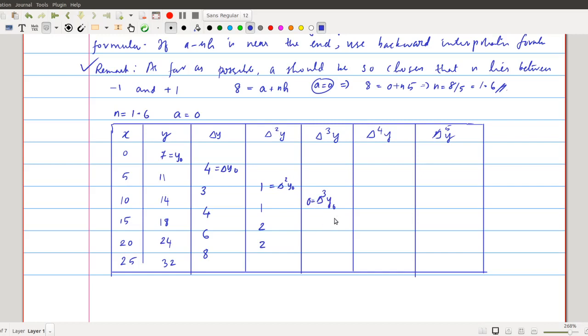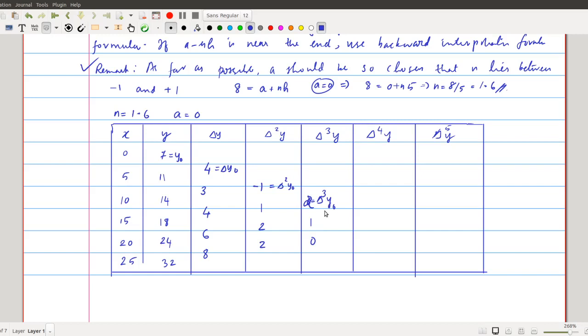Sorry, for delta cube y0, this will be 4 minus 3, that is 1. Here we have minus 1, because 3 minus 4 is minus 1, and this minus this will be 2. This is 2, and the difference 2 minus 1 is 1, and 2 minus 2 is 0.